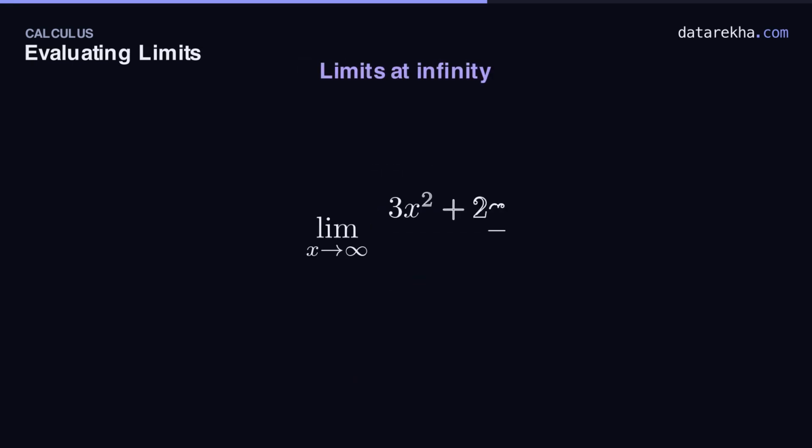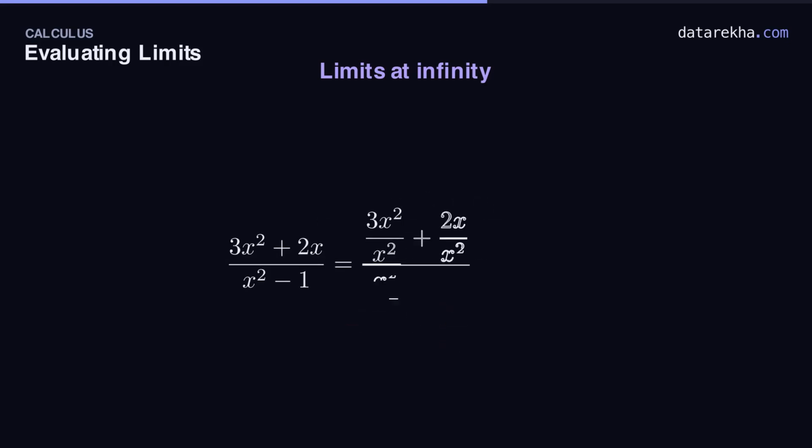One more tool for limits as x runs off to infinity. For a ratio of polynomials, substituting infinity gives infinity over infinity, another indeterminate form. The fix is neat. Divide every single term, top and bottom, by the highest power of x in sight. Here that's x squared. The expression is unchanged.